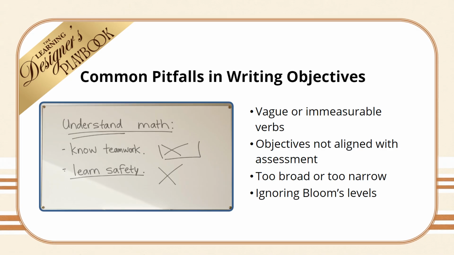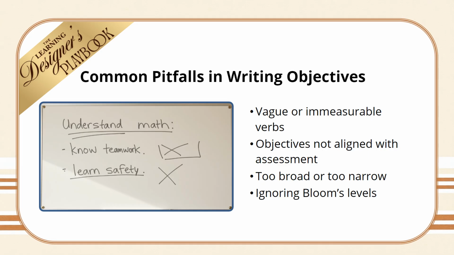Even with Bloom's taxonomy as a guide, many instructional designers and educators fall into common traps when writing objectives. One of the biggest pitfalls is using vague or immeasurable verbs. Words like know, understand, and learn might feel intuitive, but they don't tell us how learners will demonstrate mastery. Another mistake is writing objectives that don't align with assessments. If your objective says, "Analyze a case study," but your assessment only asks for multiple choice recall, there's a mismatch that undermines the credibility of your design.